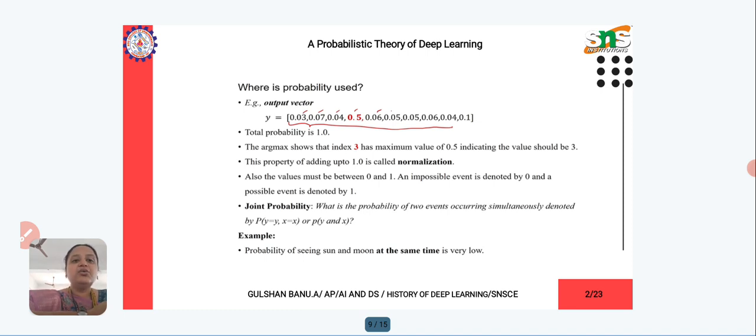Now, there is a concept called joint probability. Joint probability is nothing but combining two values occurring simultaneously, denoted by P of Y equals y, X equals x, or P of y and x.